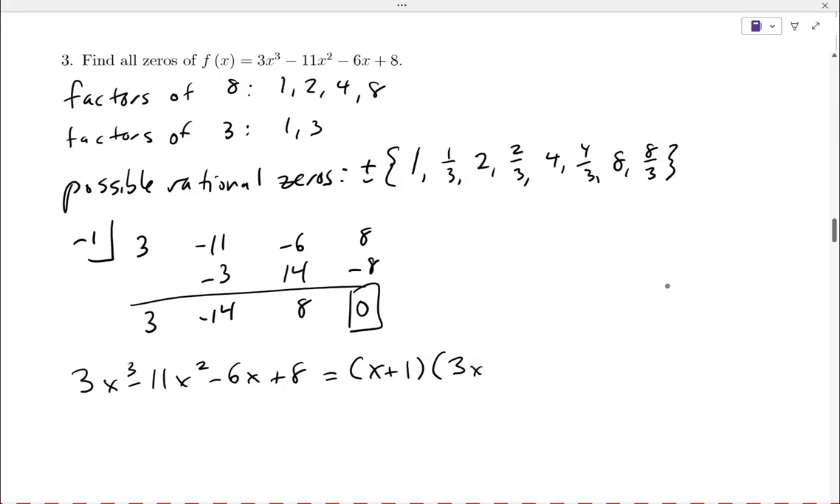Just squared. Good. Yep. Remember, it always drops by 1 each time. 3x squared minus 14x plus 8. Yeah. Good. Now we have this down to a quadratic. Right? We now have a quadratic. So either it'll factor, or, if you can't see how it factors, you can always use quadratic formula.